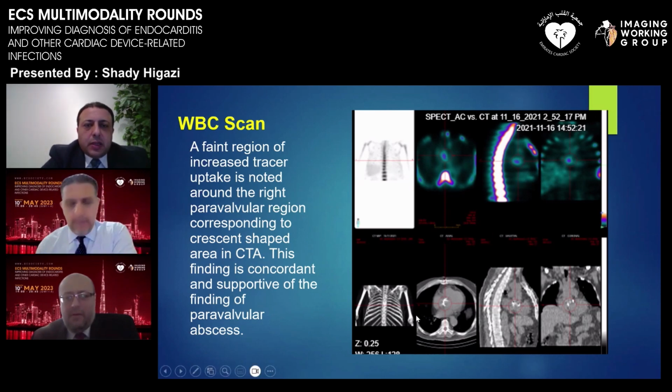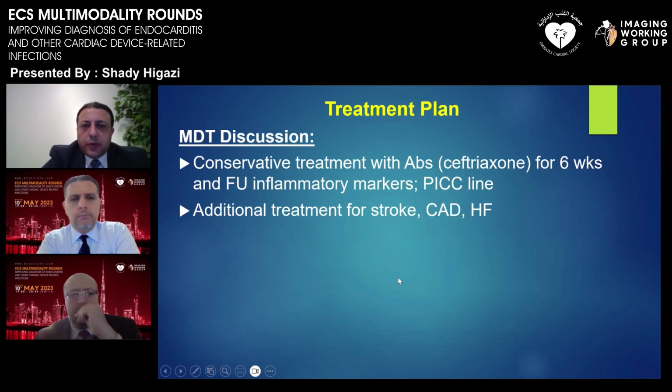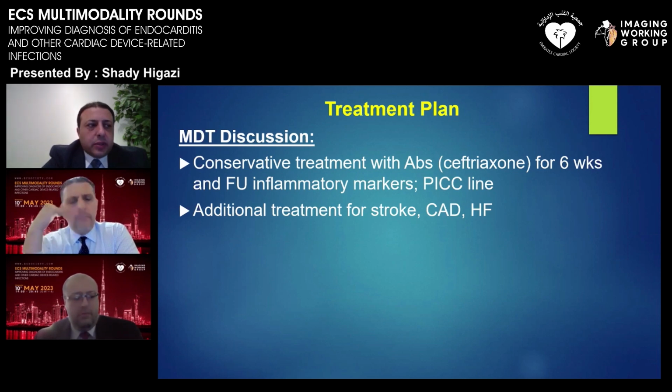So after that, we took a decision in the MDT meeting that we would go for conservative treatment with antibiotics for 6 weeks, and we'll follow him with inflammatory parameters. We inserted the PICC line and gave antibiotics. Then actually the patient was lost to follow-up for 6 months.